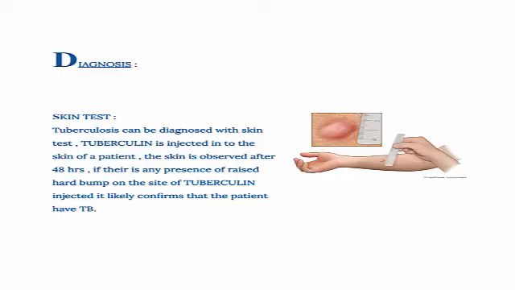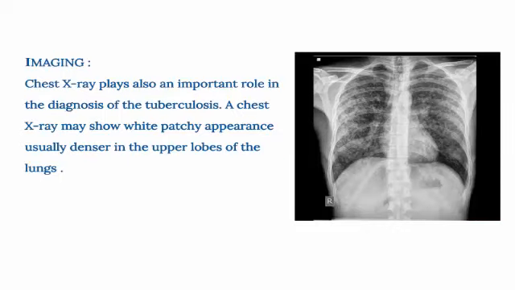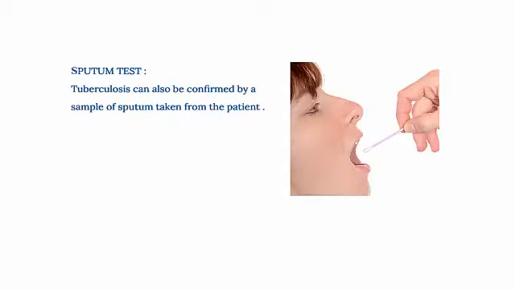patient has TB. Imaging: a chest X-ray also plays an important role in the diagnosis of tuberculosis. A chest X-ray may show a white patchy appearance, usually denser in the upper lobes of the lungs. Sputum test: tuberculosis can also be confirmed by a sample of sputum taken from the patient.